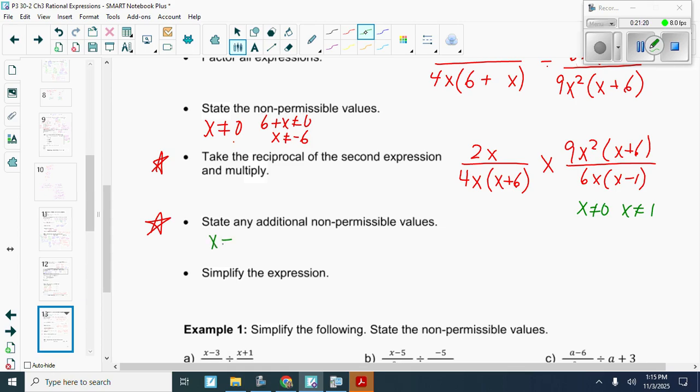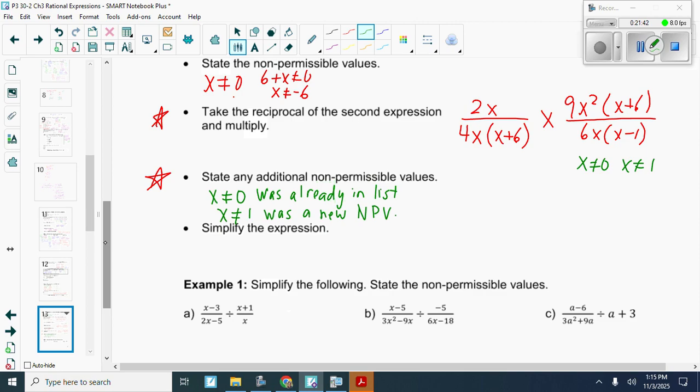So x cannot equal 0, which was already in the list. So x cannot equal 1 was new. I'm just writing this down for you guys. Okay, that was a new NPV. Okay, now we can simplify the expression.